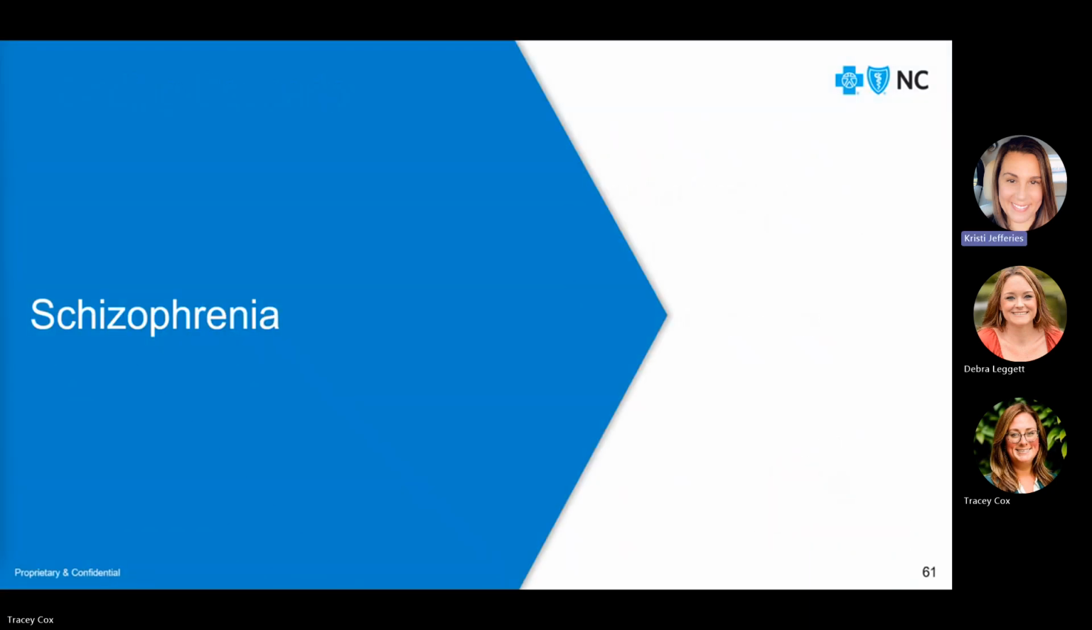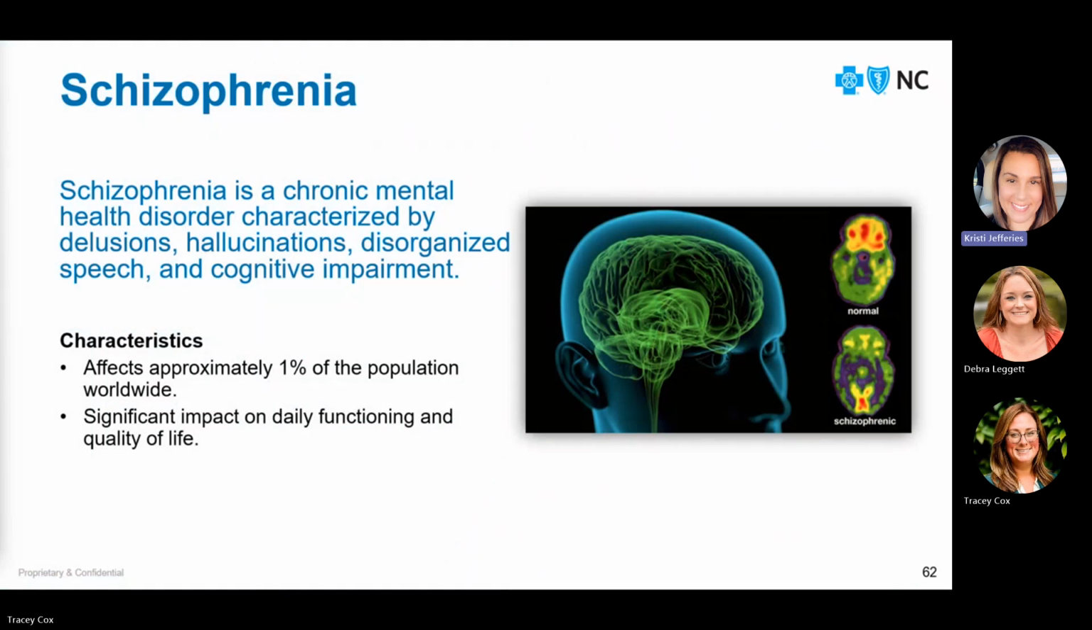Now we dive into schizophrenia. Schizophrenia is a chronic and severe mental health disorder that affects how a person thinks, feels, and behaves. It's marked by symptoms such as delusions, hallucinations, and disorganized speech. Schizophrenia affects about 1% of the population globally and has a profound impact on an individual's daily functioning and overall quality of life.